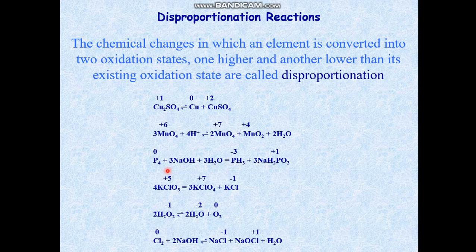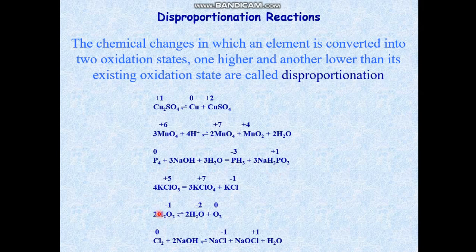Now let us see the oxidation numbers of phosphorus. In white phosphorus, the oxidation number of P is 0 in P4. On the other hand, in phosphine it is -3, and in sodium hypophosphite it is +1. So in phosphine its oxidation number is decreasing by 3, from 0 to -3. In the other species formed from phosphorus, the oxidation number of P is +1, that is, it is increasing by 1 from 0 to +1.